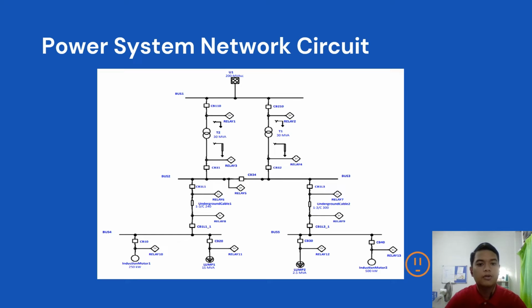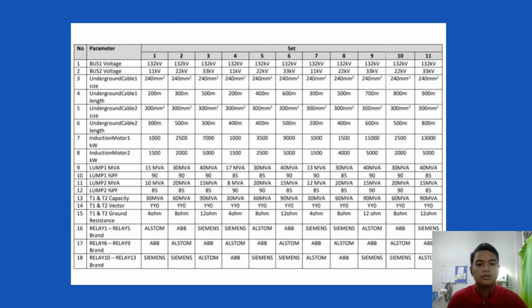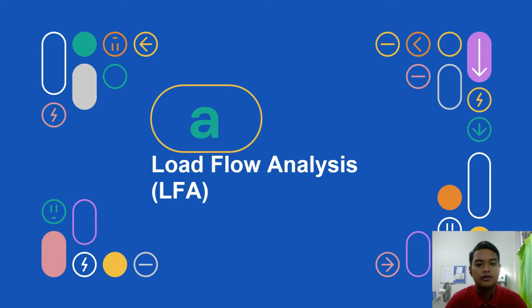So this is the power system network circuit, the default one that the doctor gave to us. We are using the parameters for set 10 because we are from group 10, such that the bus 1 voltage is 132 kV and the bus 2 voltage is 22 kV. I will present the first question of this assignment, which is load flow analysis.